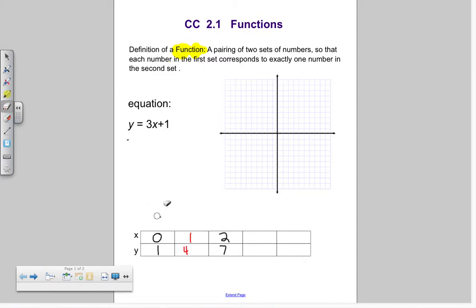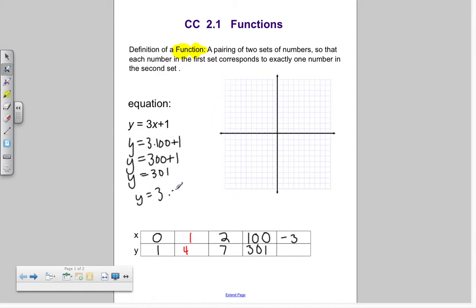So now let's choose a big number, and I'm going to choose a big number for x. Let's choose 100. So if I put 100 in for x, I get y equals 3 times 100 plus 1. y equals 300 plus 1. y equals 301. Okay, another pairing. Great. Now I'm going to choose a different kind of number. How about a negative? Negative 3. So y equals 3 times negative 3 plus 1. This gives me negative 9 plus 1. This gives me negative 8. Okay, so now I filled up my chart.